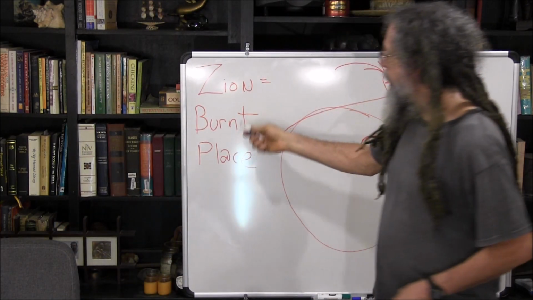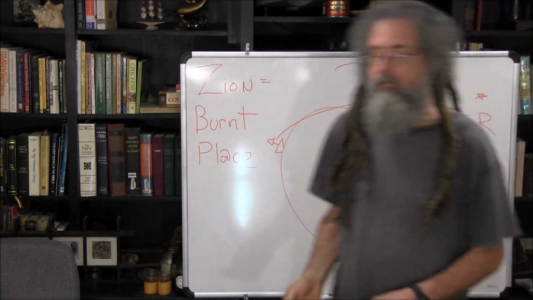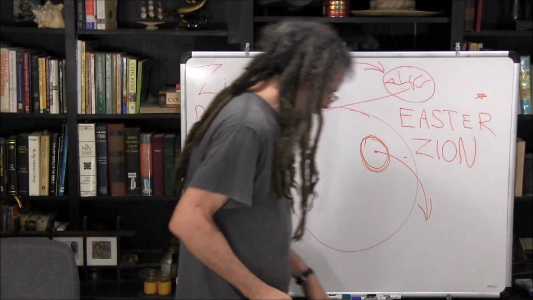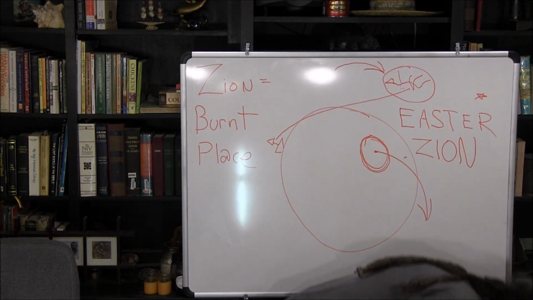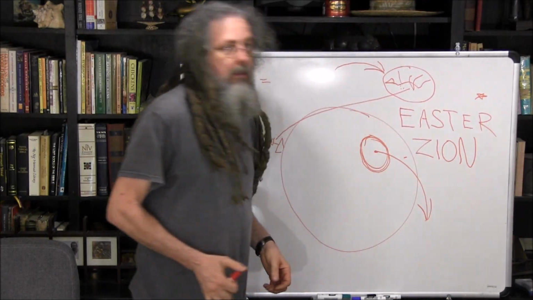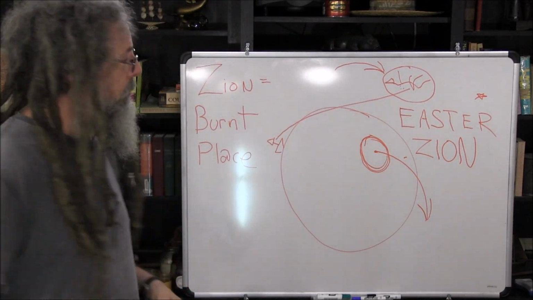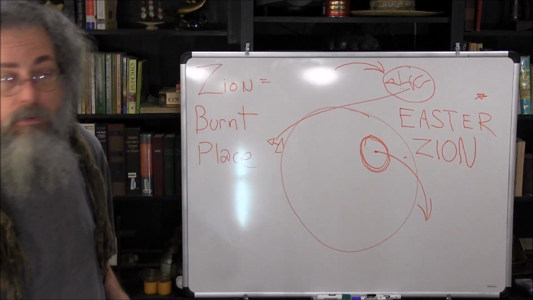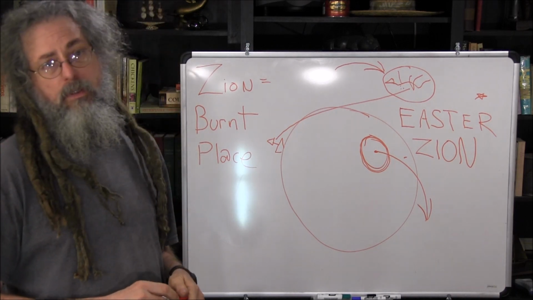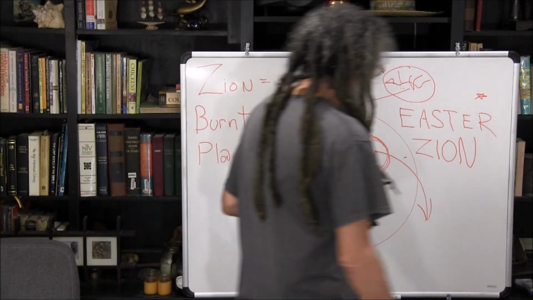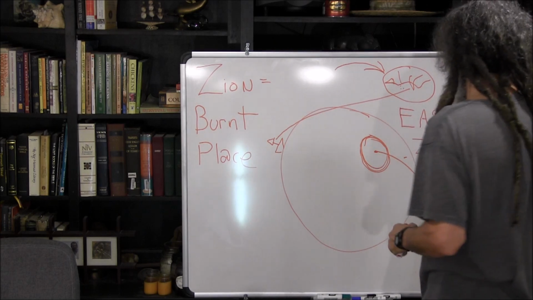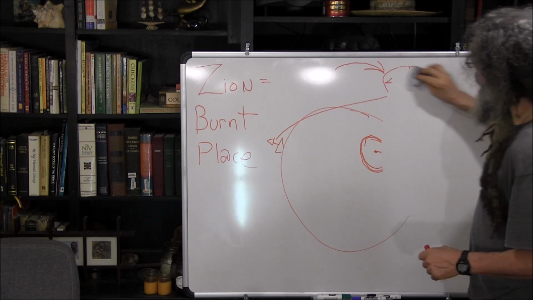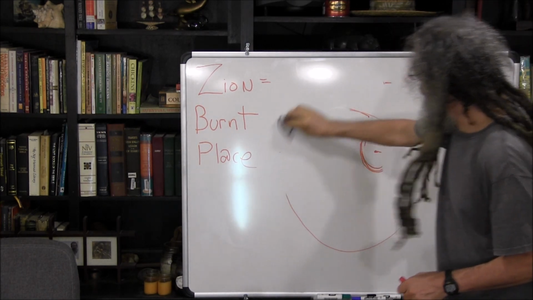In English, Zion means burnt place. Very, very soon, our God is going to turn his attention back to his planet. And when he does, this burnt place will be gone, and the earth will be restored to its original pristine paradise conditions, along with our entire solar system.